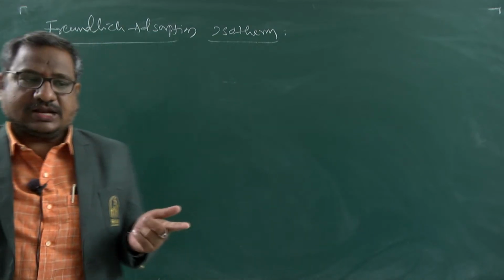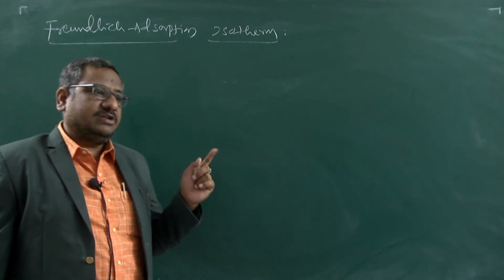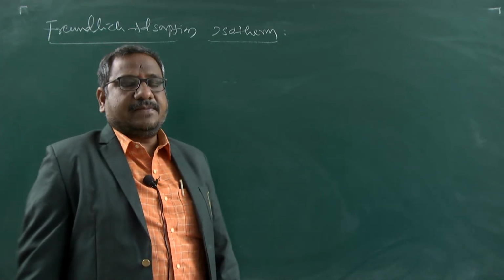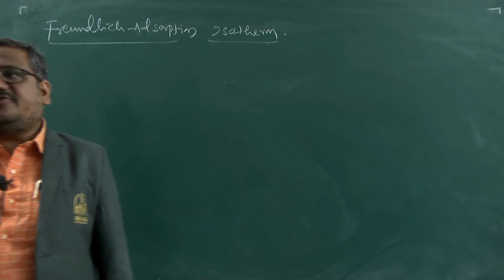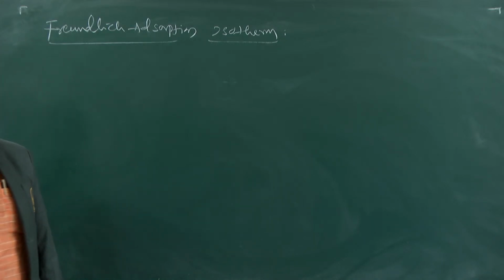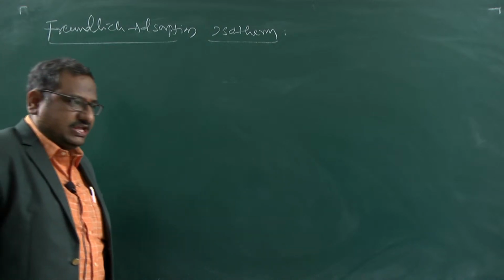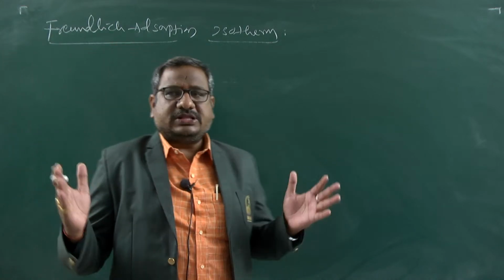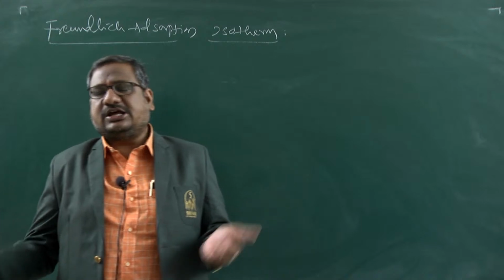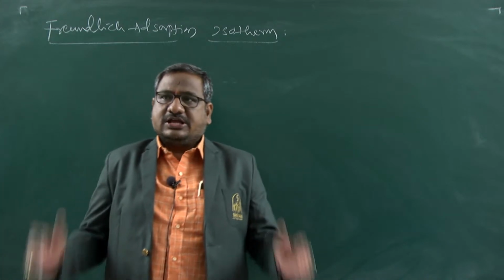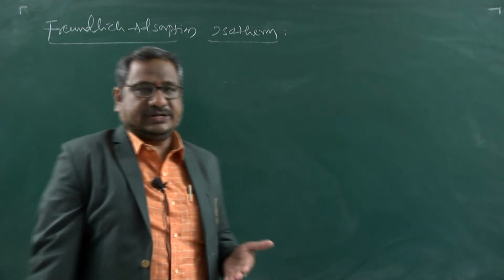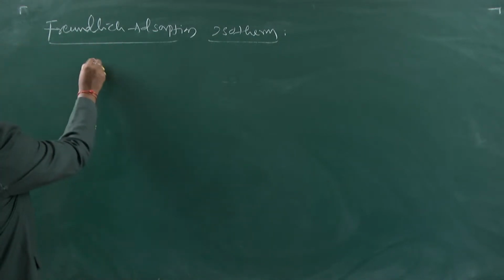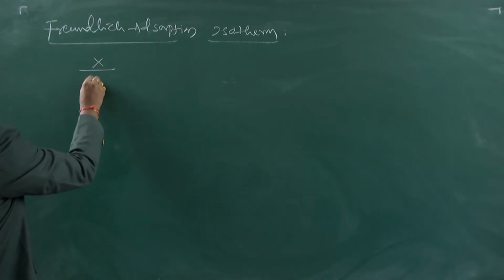Now here isotherm: iso means same, thermal means temperature. If the same temperature curves are present, that is called isotherm. This is explained by Freundlich. According to the Freundlich adsorption isotherm, in any adsorption phenomenon, one is adsorbent, another one is adsorbate. X mass of the material is deposited on M mass of the adsorbent.